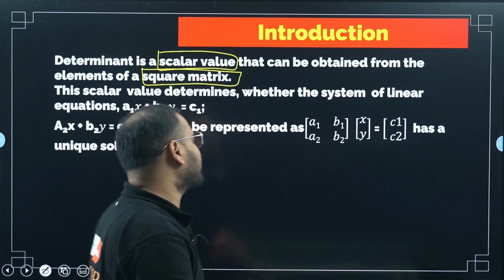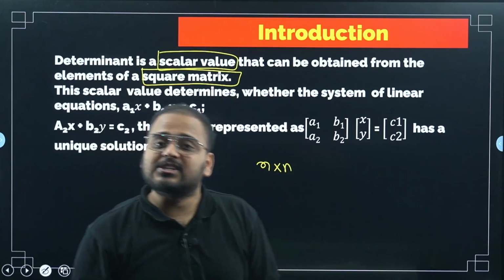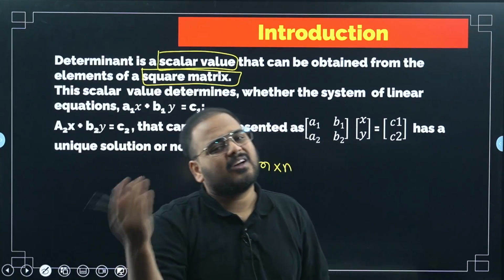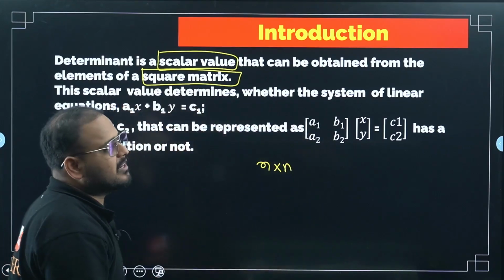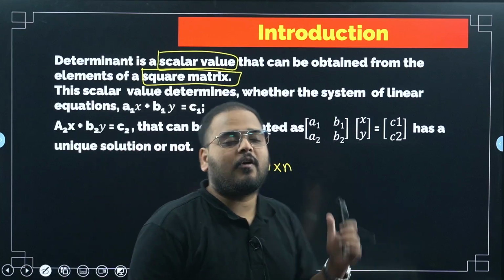So make sure that the matrix order is always n cross n. What is the order? n cross n. When this is true, then we can associate that matrix with a scalar value, which is called the determinant. So we can also refer to the determinant as a function that will lead to the value of the matrix.